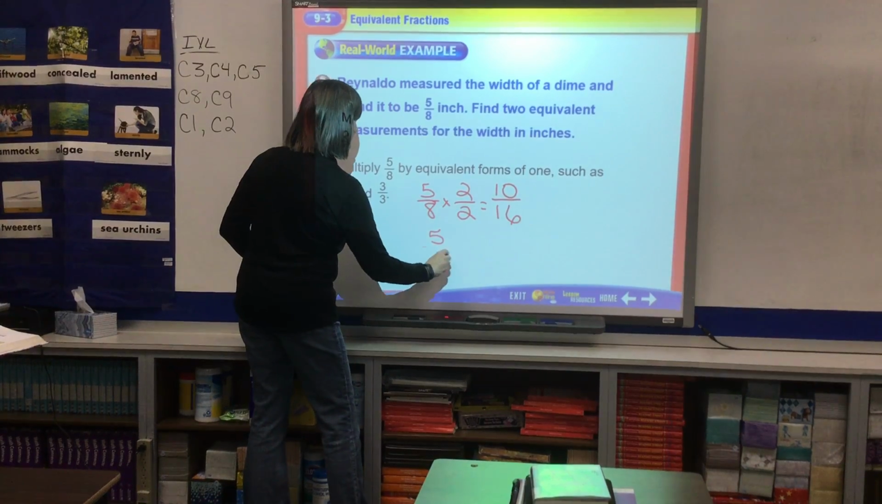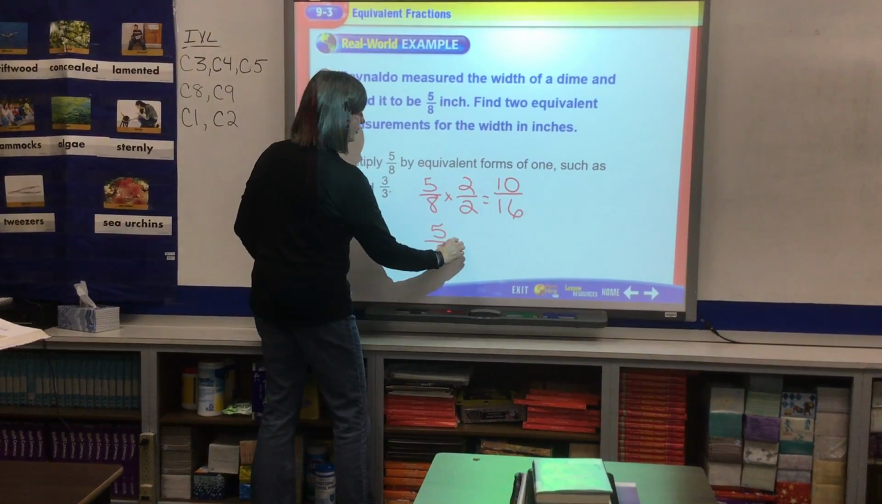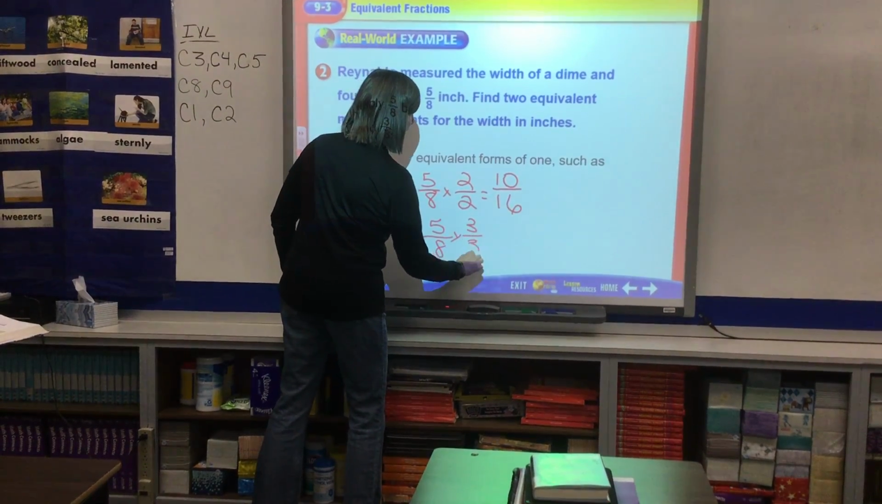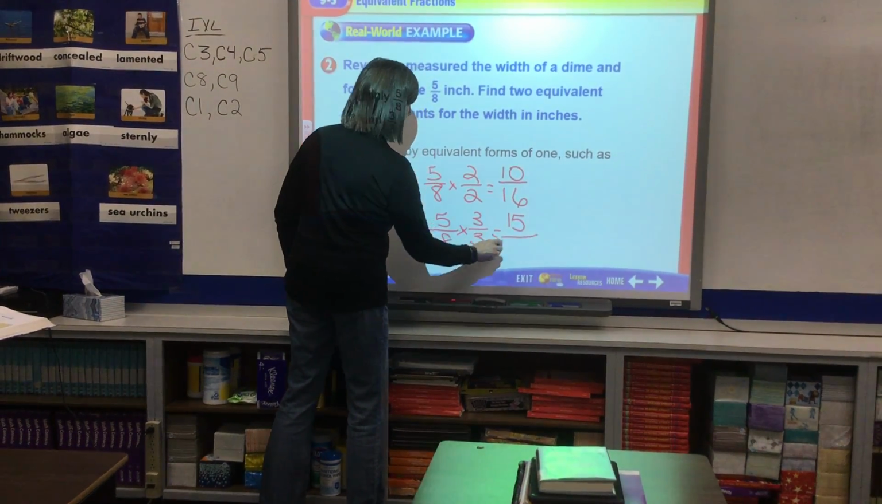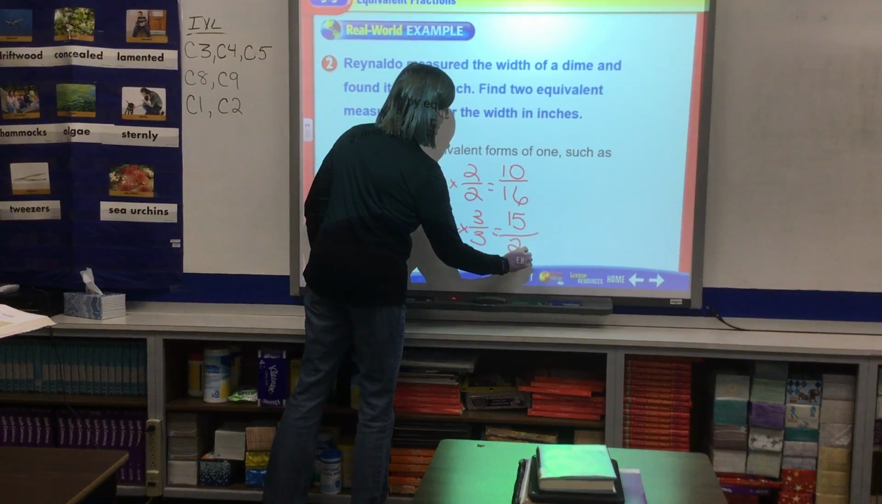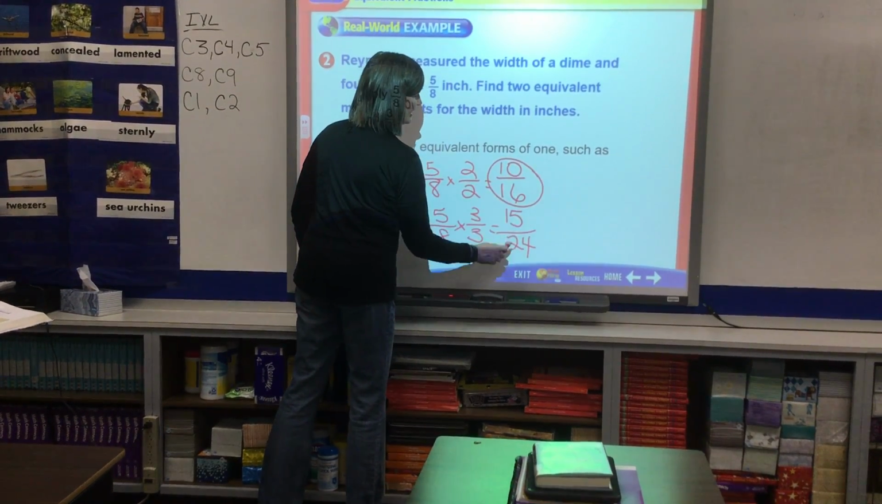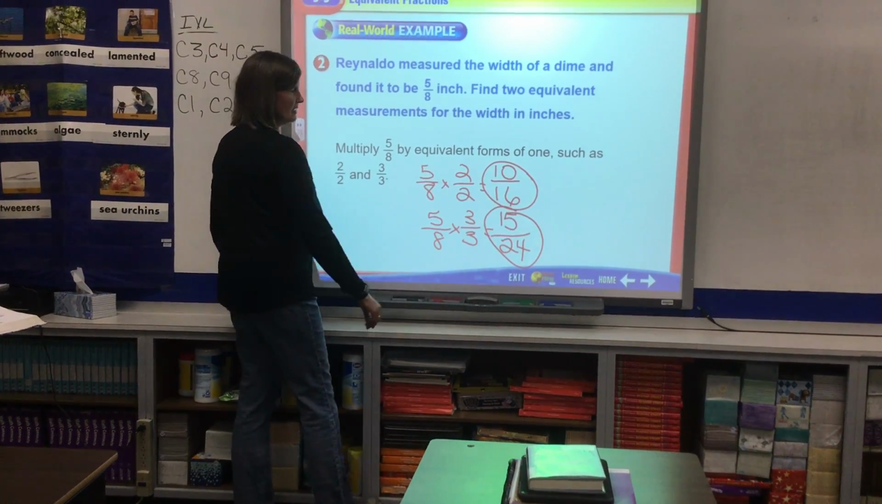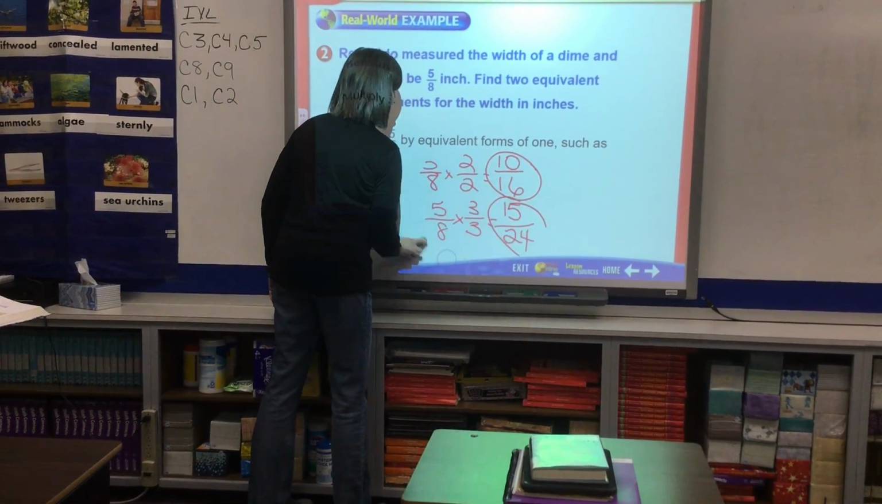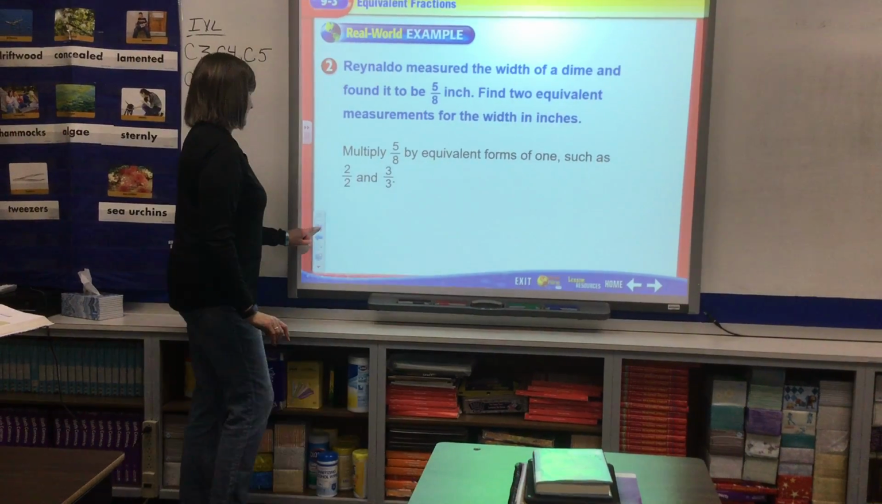We'll take 5/8, and the other one they chose was 3 over 3. All right, and we'll multiply the numerators. We get 5 times 3 equals 15, and 8 times 3 equals 24. All right, so let's see if they get 10/16, and the other one would be 15 over 24.